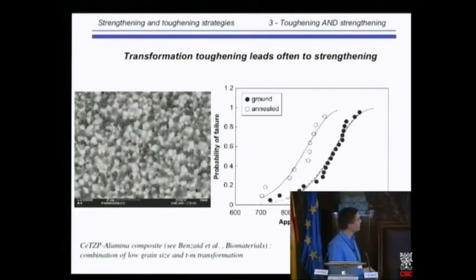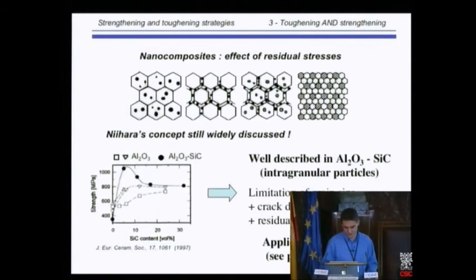So first look at the numbers. The mean strength is about 1 gigapascal for this composite, large toughness, large strength. And if you anneal, if you decrease the effect of the phase transformation toughening, you decrease the strength. So low grain size, high toughness, high strength, and tetragonal to monoclinic phase transformation, high strength and high toughness. So that's possible with nanocomposite to increase both strength and toughness.